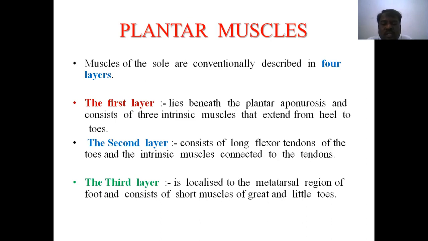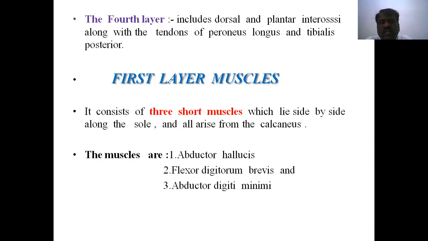Whereas the third layer, in the metatarsal region of the foot, consists of the short muscles of the great and little toes. The third layer has 3 muscles, whereas the fourth layer includes the dorsal and plantar interossei muscles and the tendons of the peroneus longus and tibialis posterior muscle. So these are the 4 layers we are identifying.